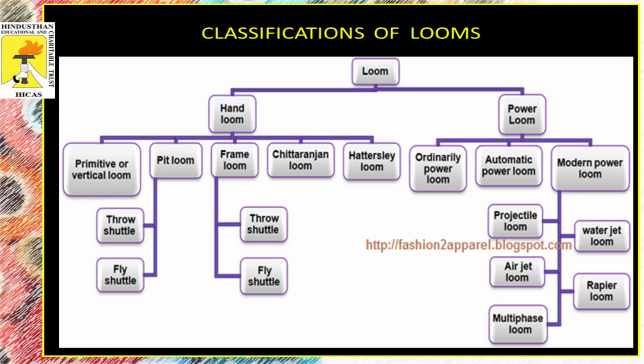And power loom is categorized into three types: ordinary power loom, automatic power loom, and modern power loom. And modern power loom is categorized according to the type of shuttle used as projectile loom, water jet loom, air jet loom, rapier loom, multiphase loom.